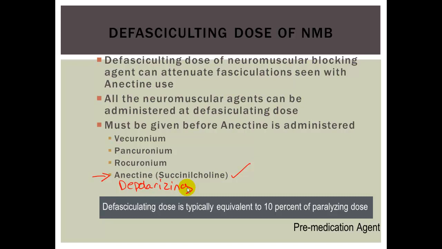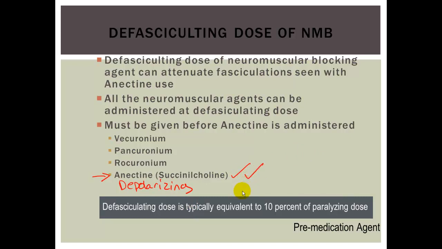If the patient has large amounts of tissue damage, or if the patient has the possibility of herniating their brainstem because of high intracranial pressure, the fasciculations are not really going to be a good thing. So we utilize a defasciculating dose to hamper the fasciculations that would occur through the use of this medicine here, which is succinylcholine.